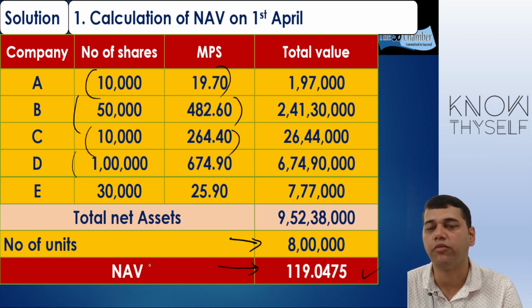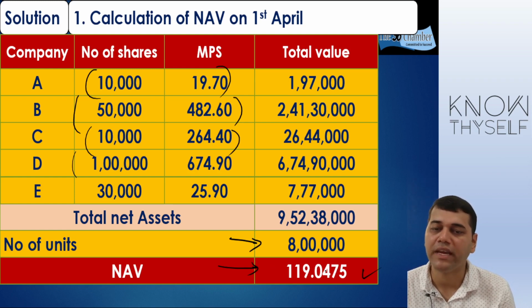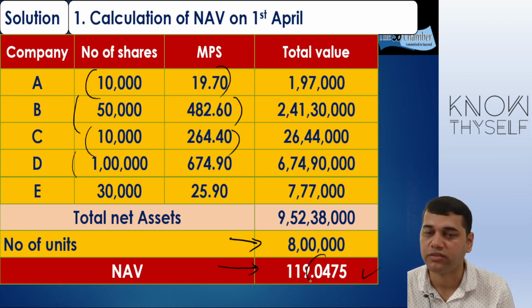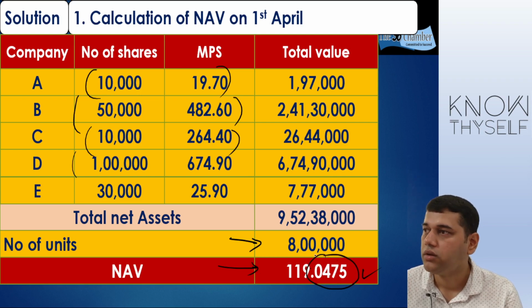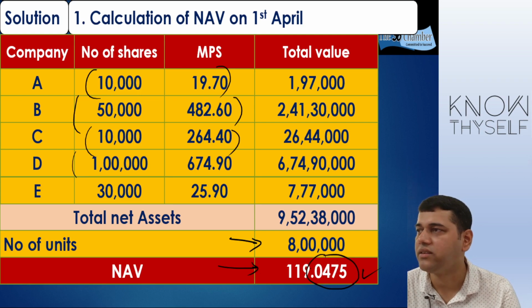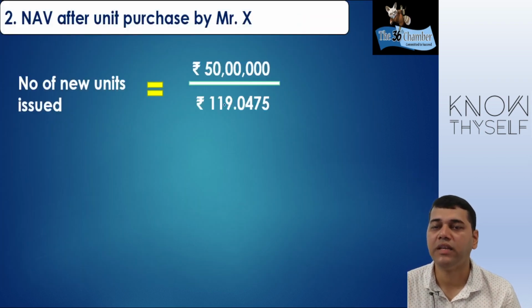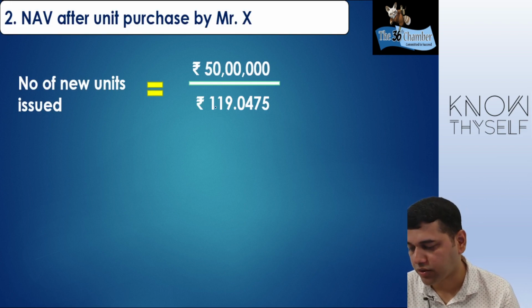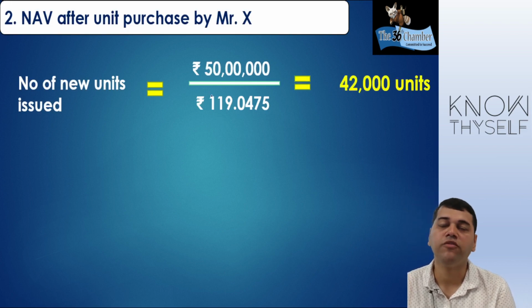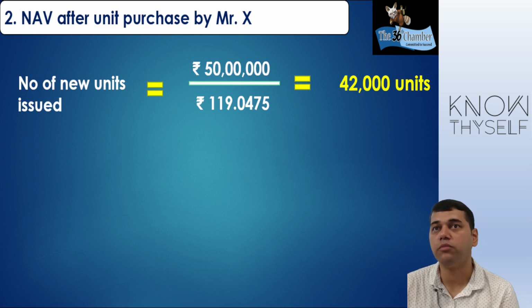What I'll do, how many units have I issued to him? And remember, let us do NAV calculation and all in 4 digits. You can just note the final answer. Now let me calculate the number of units. 50 lakh divided by 119.0475. I issue them 42,000 units. So my total number of units became now 8,42,000.